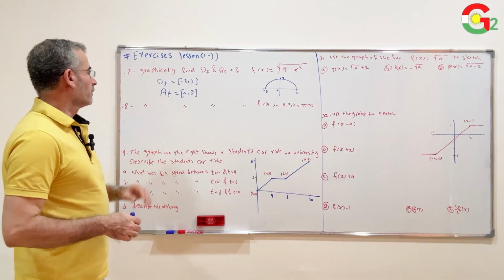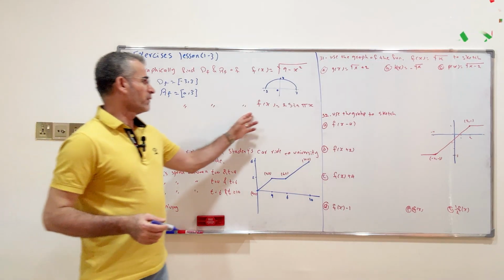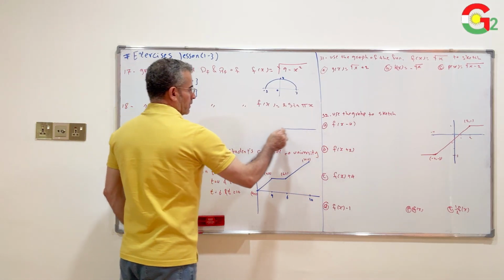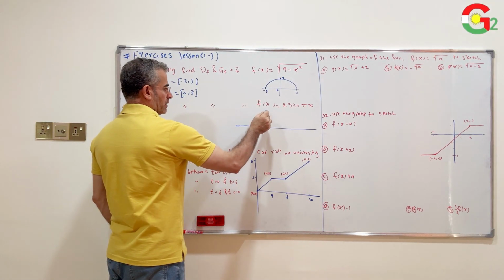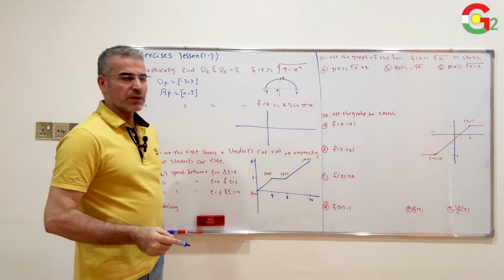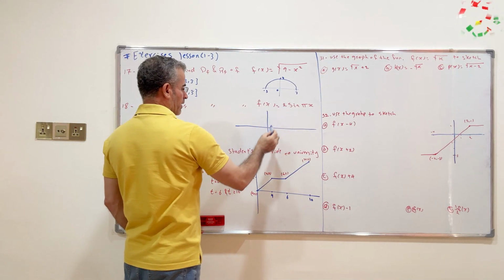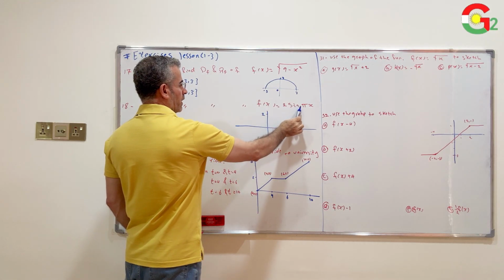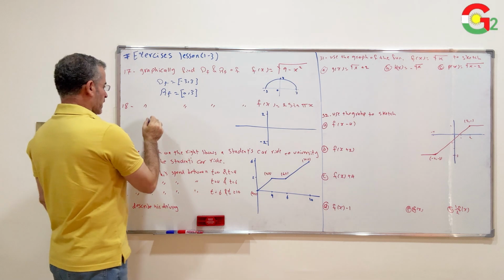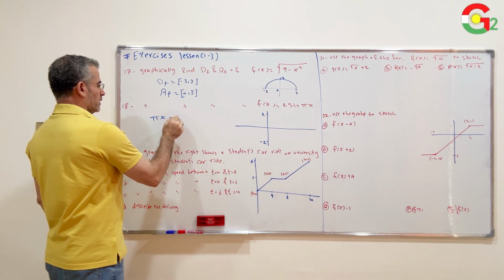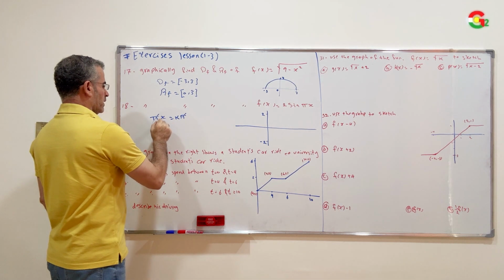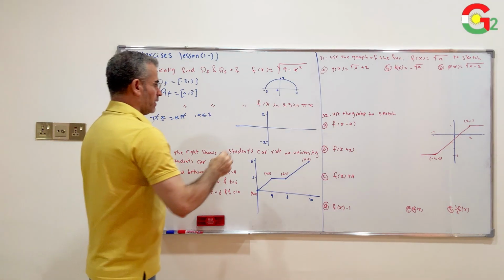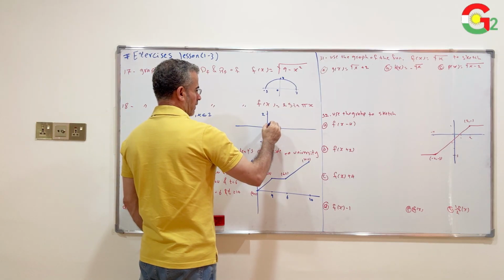Number 18, graphically find the domain and range of the function f of x equals 2 sine pi x. As you know, sine is a periodic function. Its range is from negative 1 to 1, but since here it's multiplied by 2, the range will be from negative 2 to 2. To find where sine pi x is 0, I set pi x equal to k pi, then x equals k, where k is an integer.